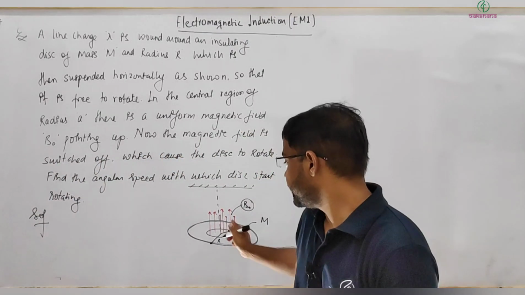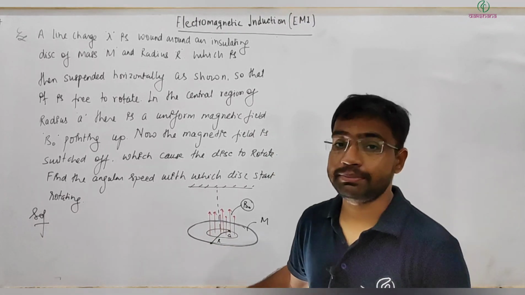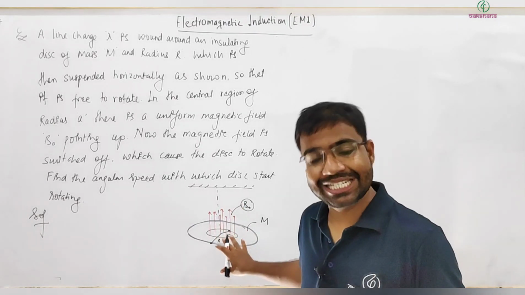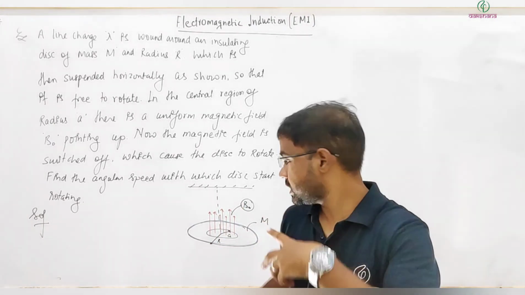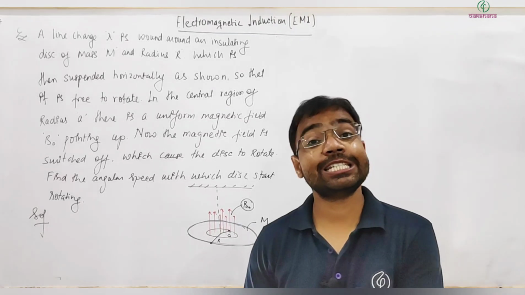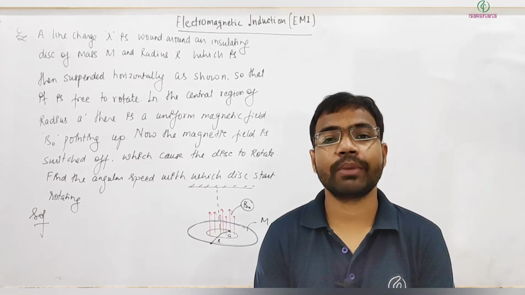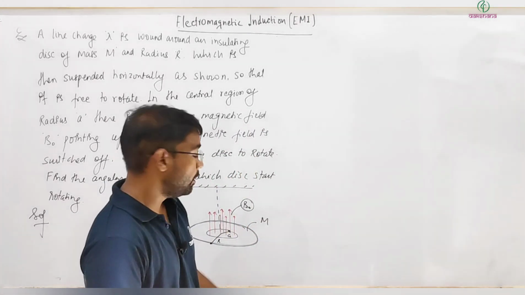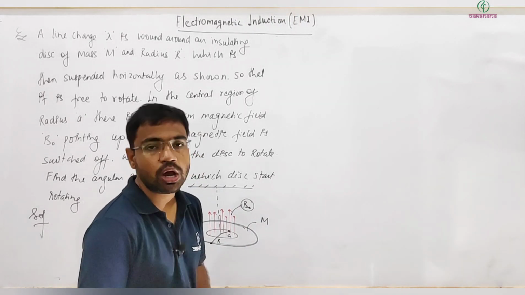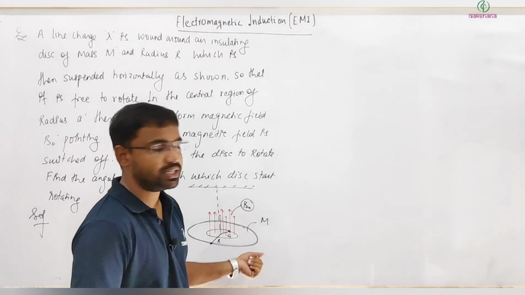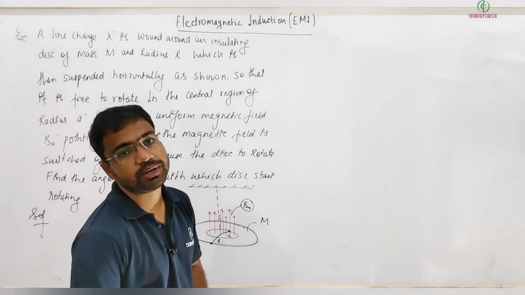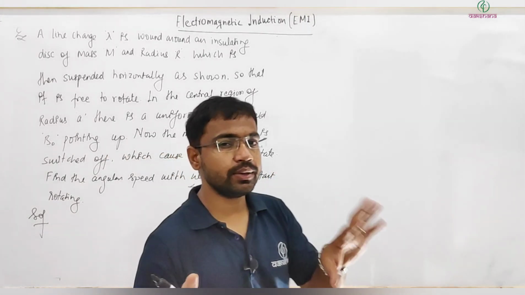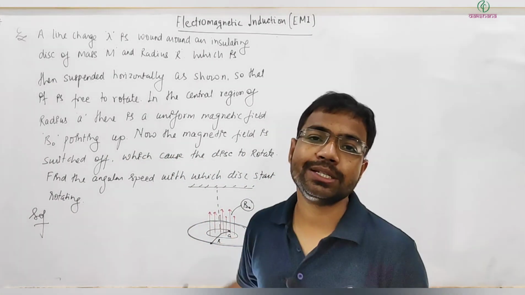So initially there is a uniform magnetic field, right? Remember that, because the field is not changing, when the field was present the disc will not rotate, because an electric field will be produced only when there is a change in magnetic field, or a changing magnetic field is linked. But here it is a constant magnetic field, so initially the disc will not rotate. But once this magnetic field is switched off, it will experience some change in flux and electric field, and that will result in some angular velocity or rotation of this disc. So I hope you're understanding why and how things are happening and why the disc will rotate.